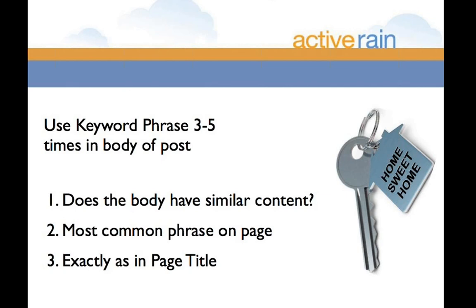Making sure that your keyword phrase ends up being the most common phrase on the page. So if you use your keyword phrase 5 times, there's a pretty good chance it's going to end up being the most common phrase on the page, but you want to make sure that is the case. And then you want to get that keyword phrase, Bravern condos for sale in Seattle, in the post exactly as you used it in the page title 3 to 5 times.